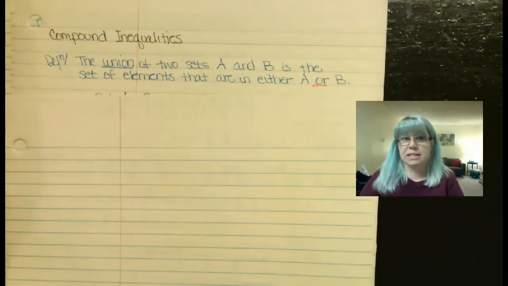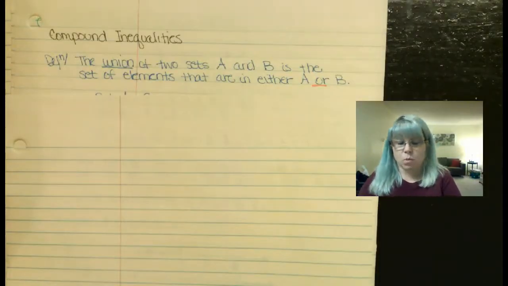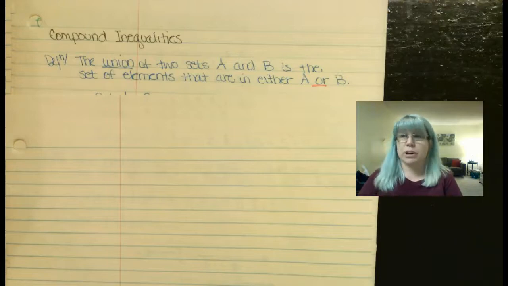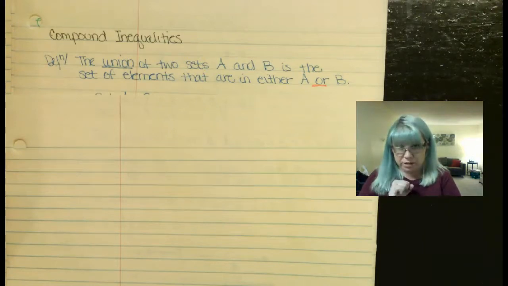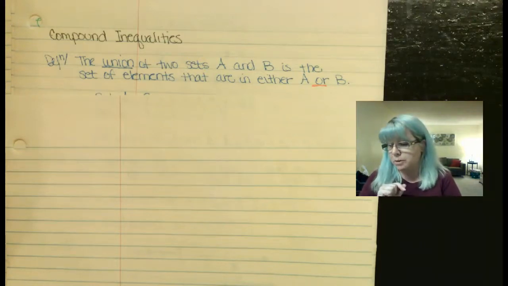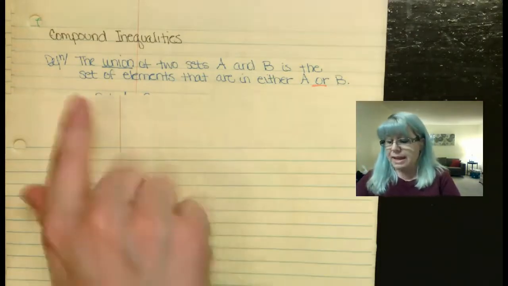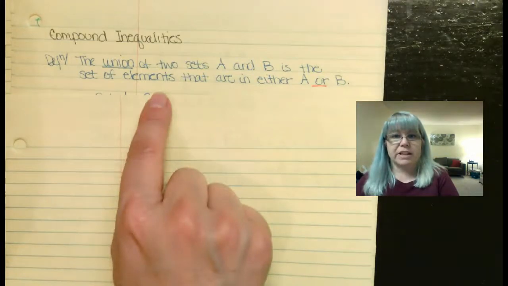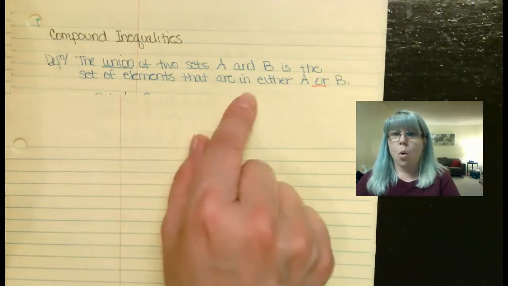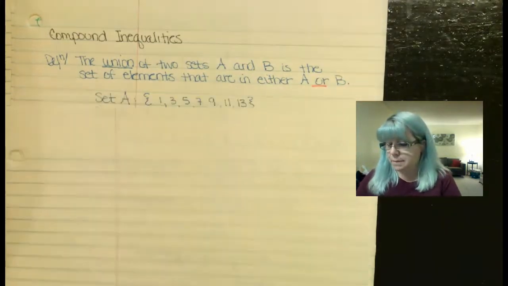Let's change gears just slightly and talk about compound inequalities. There are two things that we're going to study about compound inequalities: unions and intersections. So let me talk about unions just for a moment. If we have two sets, and I'll just call them A and B, the union is the set of the elements that are in either A or B.